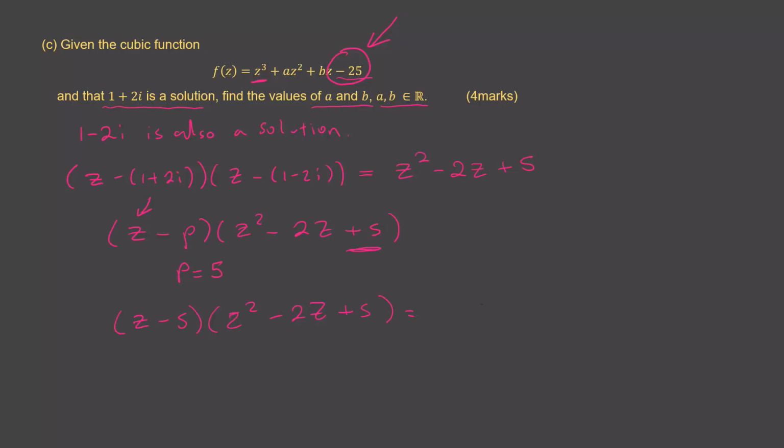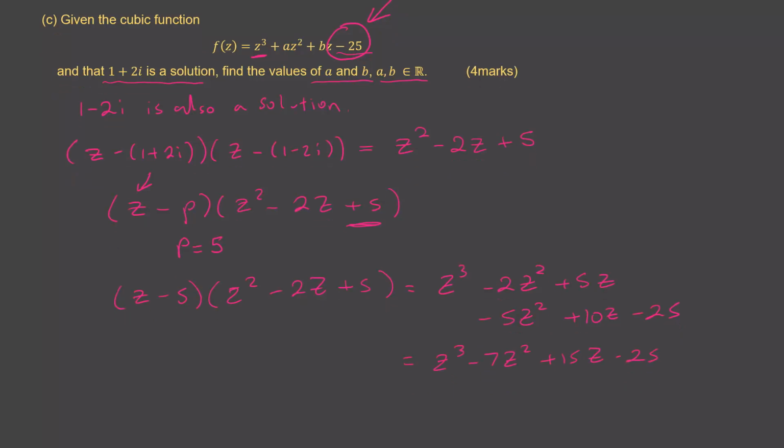And so expanding that is going to give me z cubed minus 2z squared plus 5z minus 5z squared plus 10z, take away 25, which is z cubed minus 7z squared plus 15z, take away 25. And so we can see that a is equal to negative 7 and that b is equal to 15.